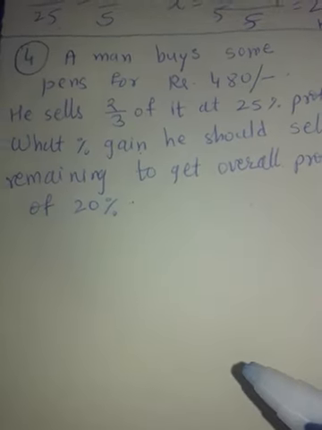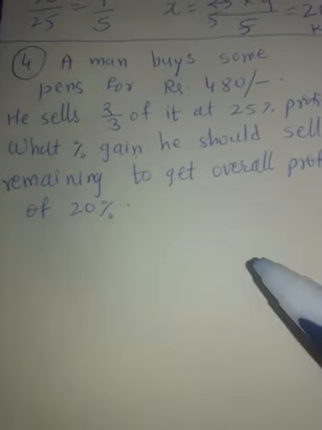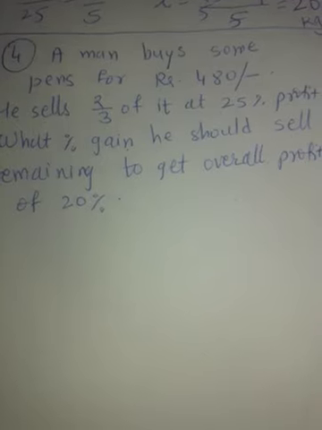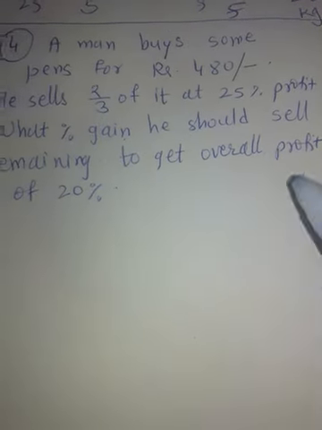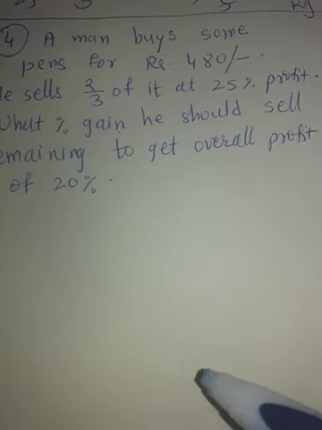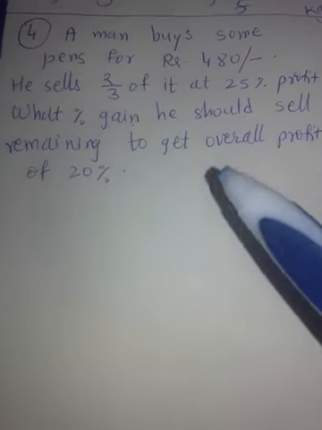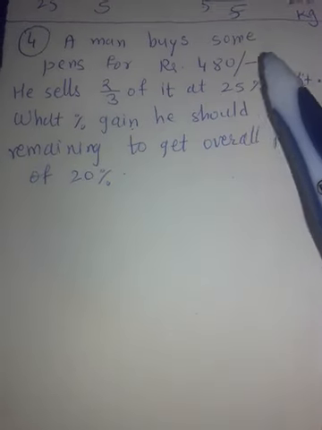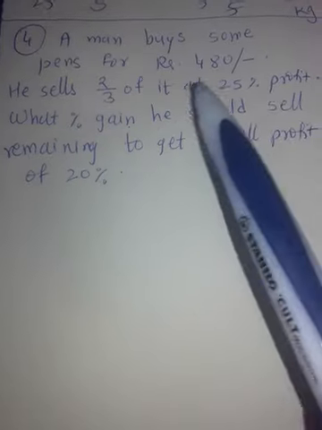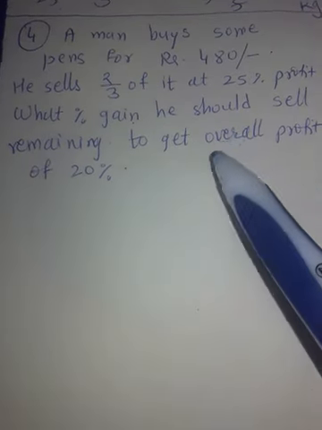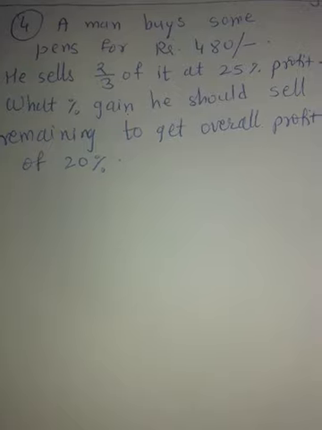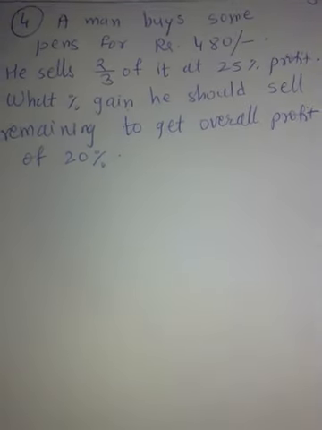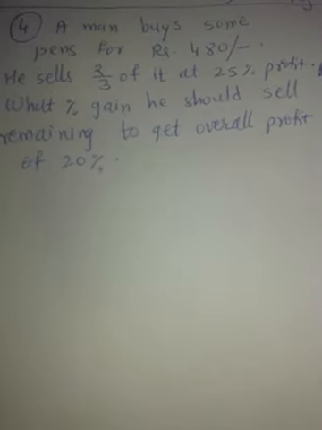Can we use alligation rule here? First let us understand that. I've always explained to you that when there is a mixture of two things and there is a mean of a third quantity which is formed due to this mixing, we can use alligation rule. Now what is happening here? He has bought some pens. 2/3 he is selling at 25. 1/3 we don't know at what profit he is selling. But the overall profit is 20%. So the mean profit is 20. So now what is happening?